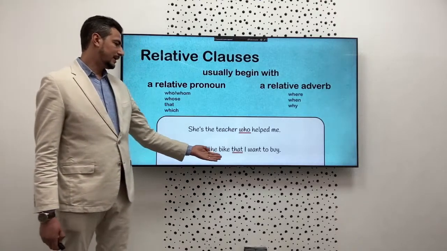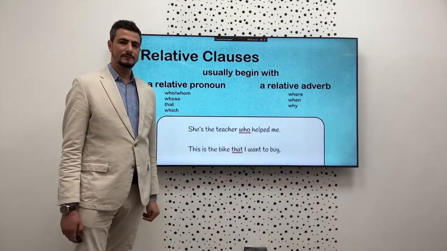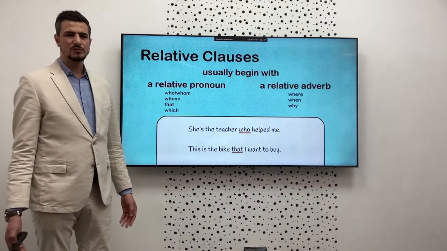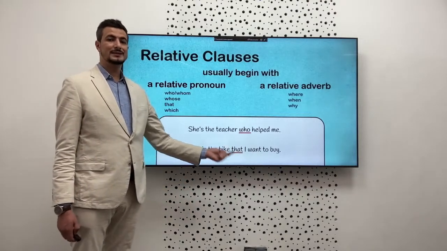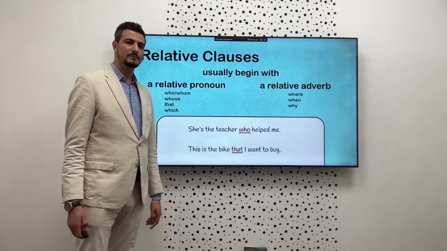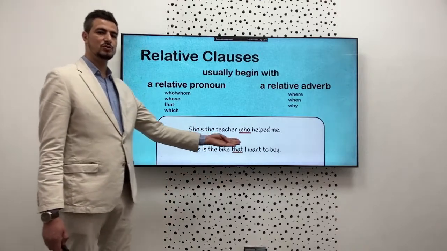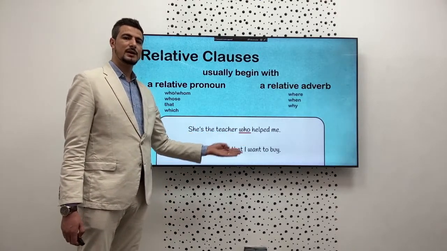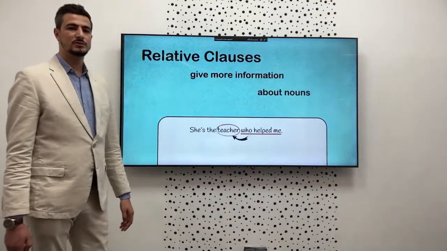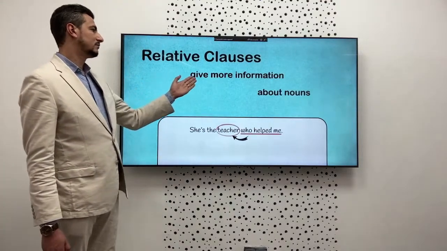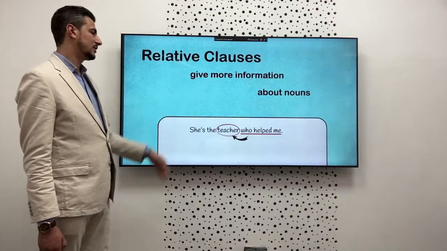This is the bike that I want to buy. What bike are you talking about? This is the bike that I want to buy. So these are two examples in which we use who and that as relative pronouns. Let's see with another example.